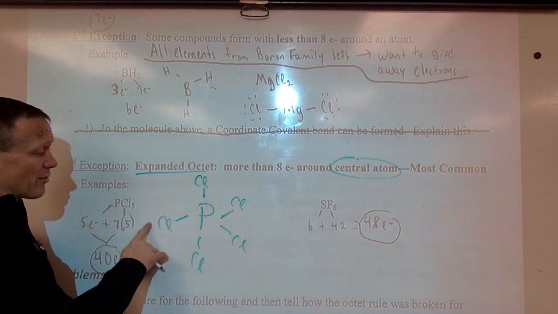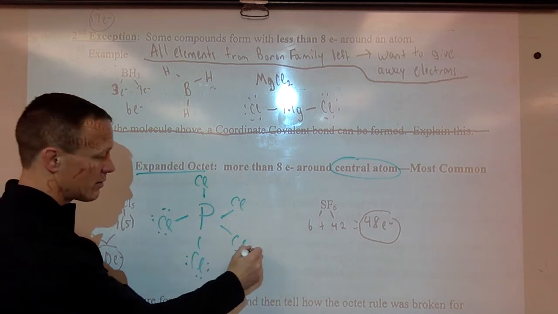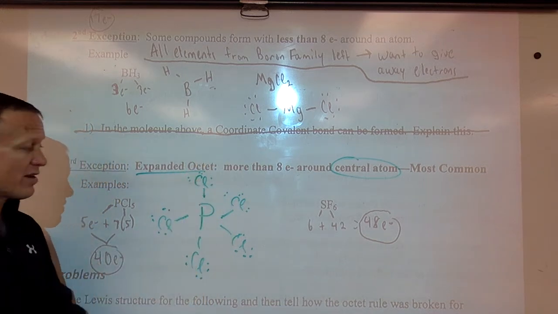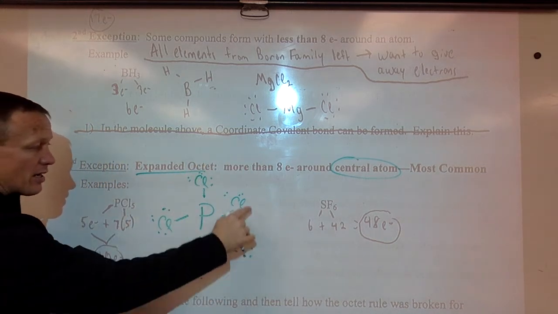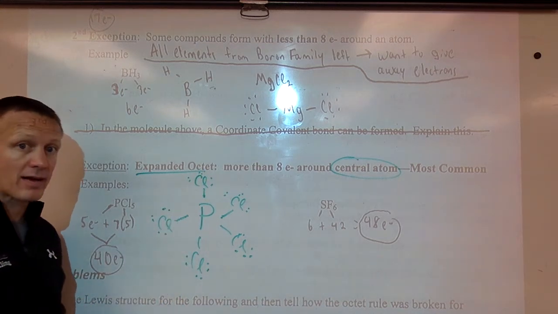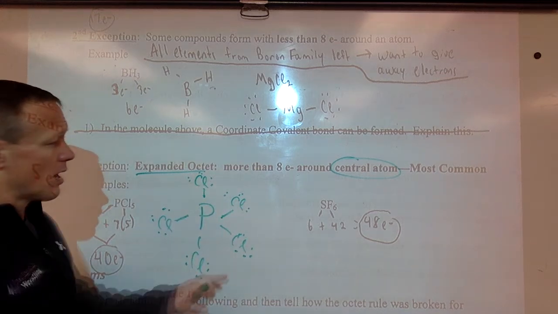Again, each chlorine needs to have 8 around it, so you've got 2 there. Put 6 around each one. If we count all of our electrons, there's 8 on each spot. 2, 4, 6, 8. 2, 4, 6, 8. Remember the bond counts as 2. So we've used 40 electrons. Right?